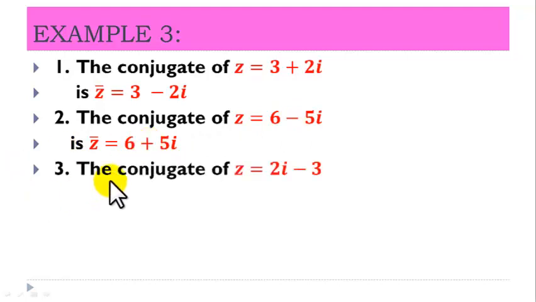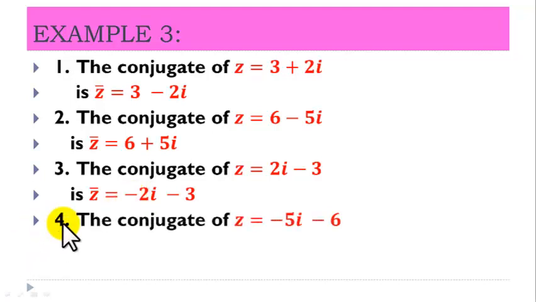3. The conjugate of the complex number z equal to 2i minus 3 is bar z equal to minus 2i minus 3. Please note here that this is the imaginary part, and the sign of this imaginary part is plus, so we have to change it to minus. 4. The conjugate of the complex number z equal to minus 5i minus 6 is bar z equal to 5i minus 6. Again, this is the imaginary part, and the sign here is minus, so we simply change it to plus to obtain 5i minus 6.